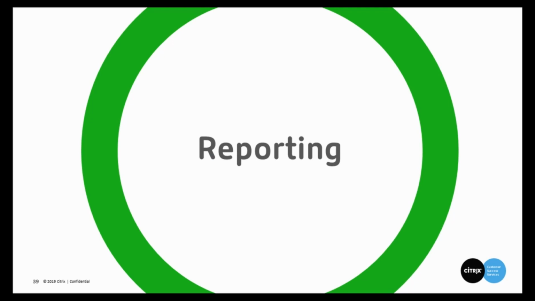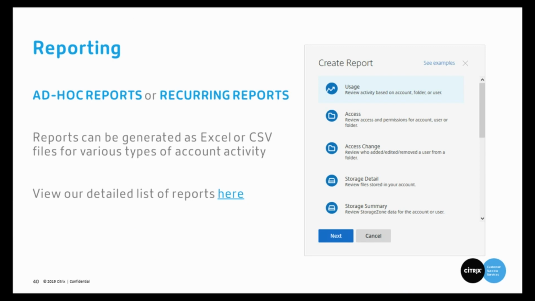For reporting, we just need to take into consideration the different kinds of reports that ShareFile will allow you to get. These are either ad hoc reports or recurring reports. The reports will be based on different characteristics that you might want to get info about. As an example, you will be able to get reports on usage, access, or storage details. The reports will be generated in Excel format or CSV files, and you can set them up accordingly.